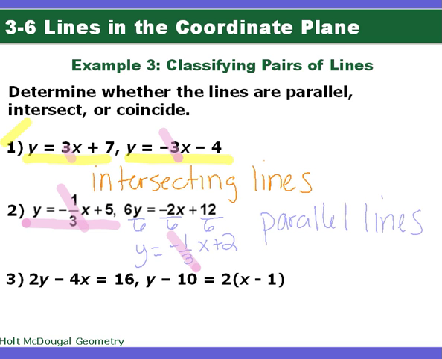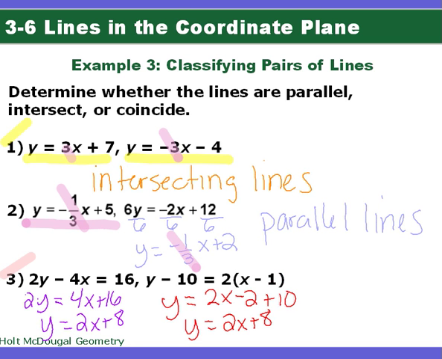In our last example, 2y minus 4x equals 16, and y minus 10 equals 2 times the quantity x minus 1. Neither of these equations are in slope-intercept form, so let's solve both of them for y. Okay, so solving each of these and putting them in slope-intercept form. First equation, we get y equals 2x plus 8. And our second equation, y equals 2x plus 8. The equations are both the same, and so these are coinciding lines.